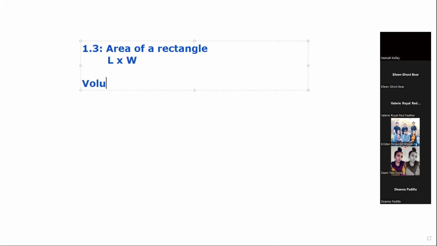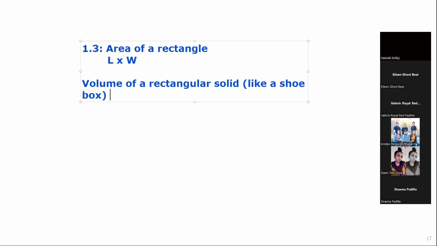And volume of a rectangular solid, like a shoebox shape, a regular old rectangular swimming pool. Most boxes are a three-dimensional rectangular shape. So the volume of a rectangular solid, like a shoebox or a box of butter, is going to be the area, length times width, and then times the height of that box.